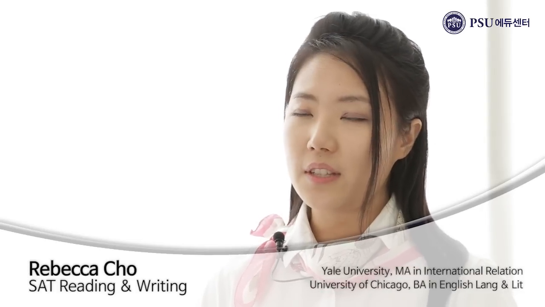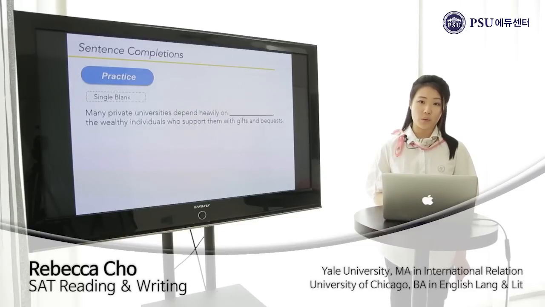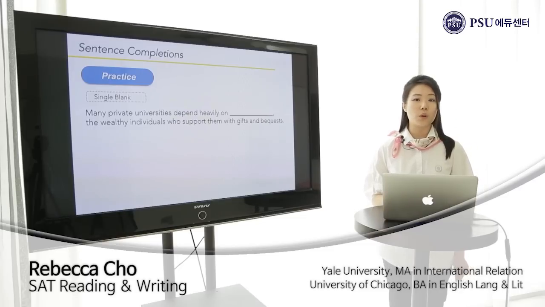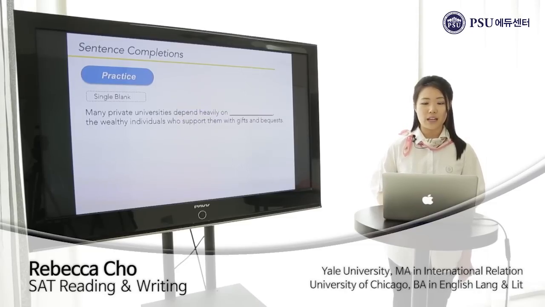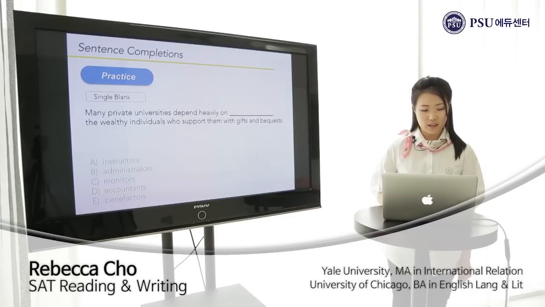But then you may look at this and you say, I don't know what the word bequests means. But that's okay, because structurally, the word and connects gifts with the word bequests, and you know that structurally this is a synonym. So even if you don't know what the word bequests means, you can just focus on the word gifts. So let's see, these individuals give them gifts and they support them. So we have in our mind a word such as, we need to keep it simple, the better. So let's have in our mind a word such as supporter. So let's look at the answer choices to find a word that best captures the sense of supporter.